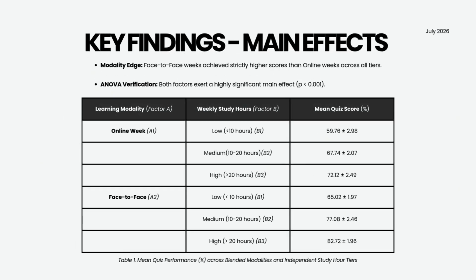The empirical data revealed that both main effects are highly statistically significant, with p-values well below our alpha threshold. As shown in this data summary, there is a progressive increase in quiz performance as study hours advance from the low tier to the high tier. However, face-to-face instruction consistently yielded higher performance thresholds overall, showing a distinct edge over the online modality across all tracking metrics.